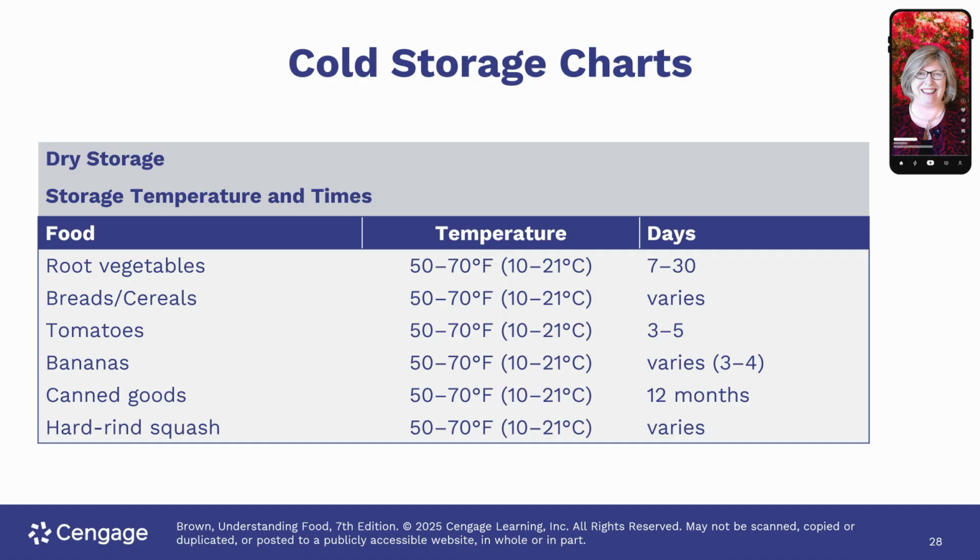Breads and cereals, that varies. Check your use by date. Tomatoes are a little more perishable, 3 to 5 days. Bananas vary, 3 to 4 days, depends. And canned goods can usually be kept for a year.